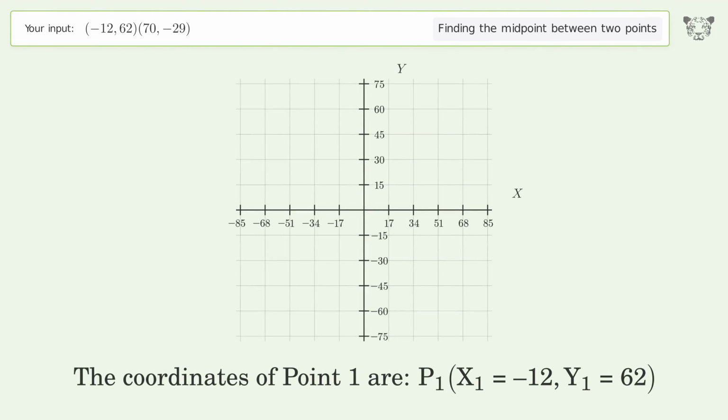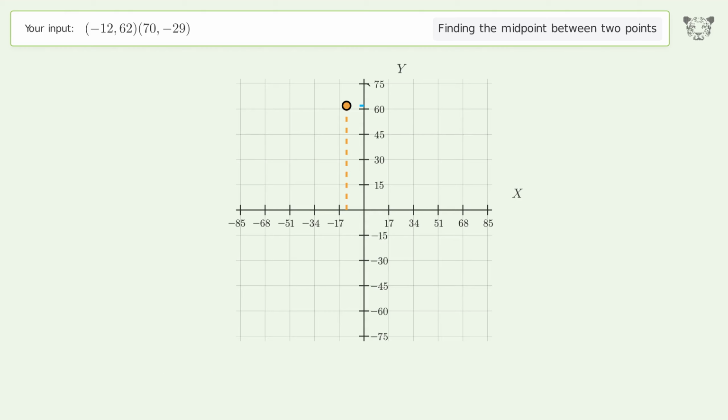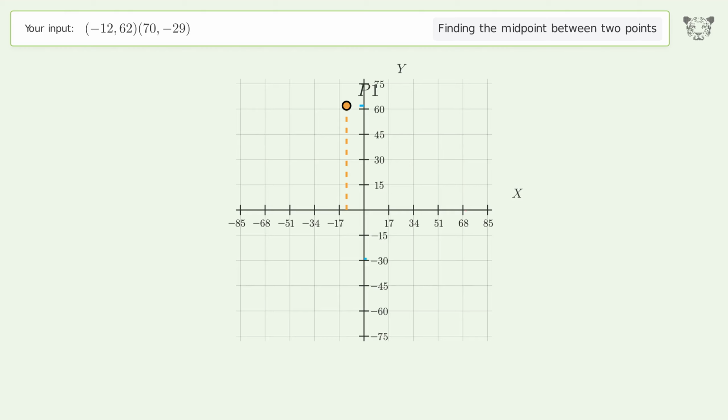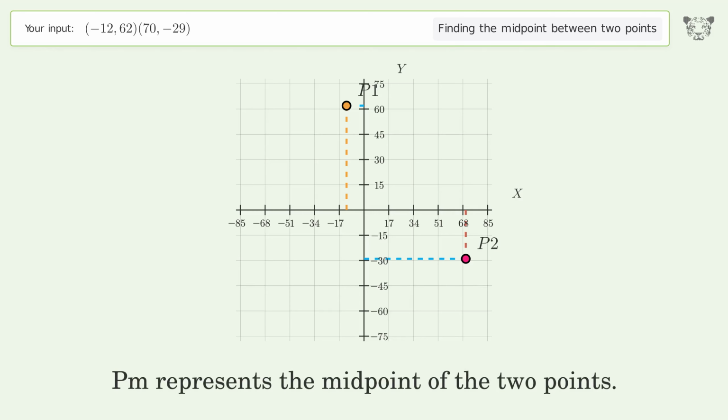The coordinates of point 1 are, x1 equals -12, y1 equals 62. The coordinates of point 2 are, x2 equals 70, y2 equals -29. PM represents the midpoint of the 2 points.